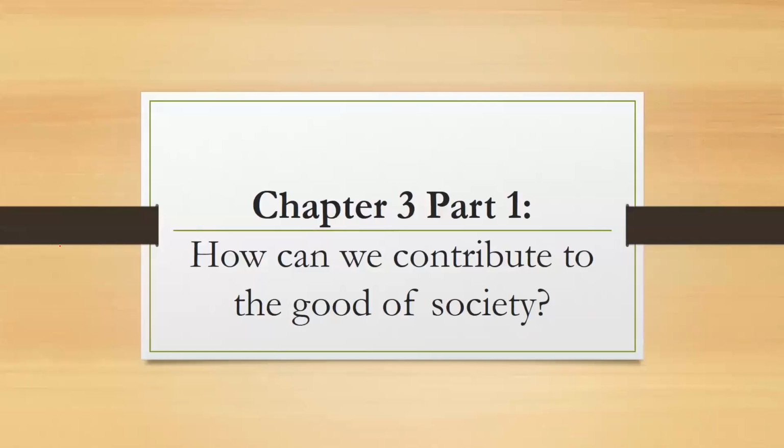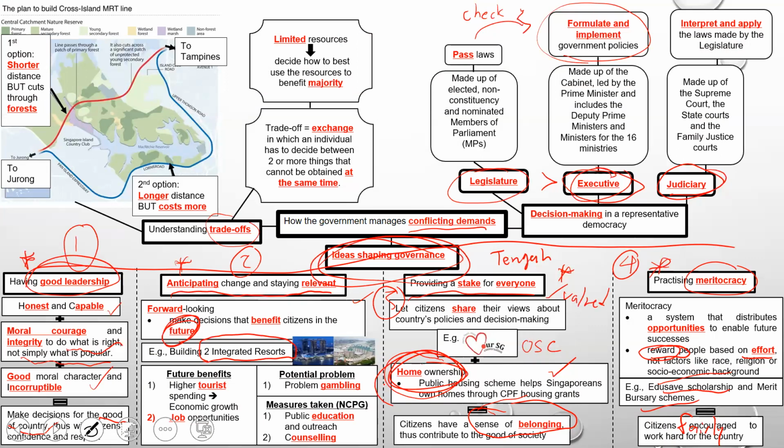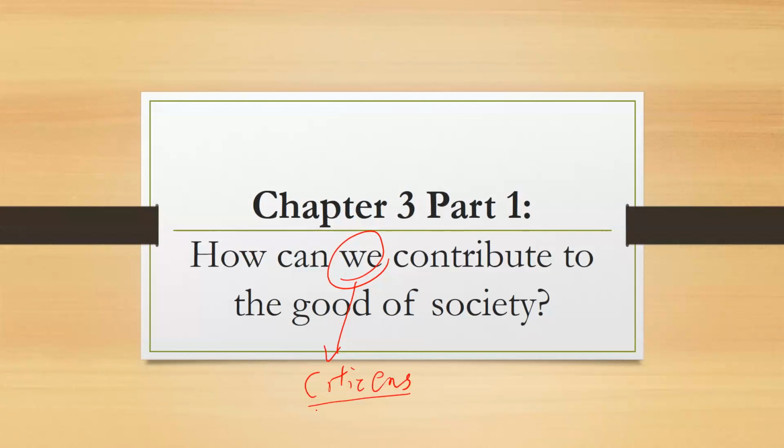Okay, chapter 3. I'm reaching the last part of issue 1. Then I will take a break in the video and break the video into 3 parts based on issue. So chapter 3, we are talking about what can citizens do now. Just now in chapter 2, we saw what the government does, how the government manages conflicting demands, how the government solves the daily issues. Now we are looking at what we citizens can do to contribute and make society a better place.